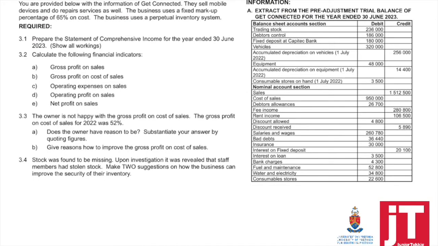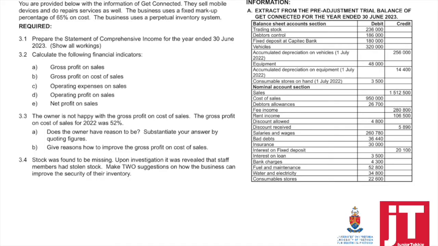We're going to look now at activity 3. You are provided below with the information to get connected. They sell mobile devices and do repair services as well. The business uses a markup percentage of 65% on cost, and they use the perpetual inventory system. Required: prepare the statement of comprehensive income for the year ended 30 June 2023. Show all workings. So the focus here is only completing the statement of comprehensive income.